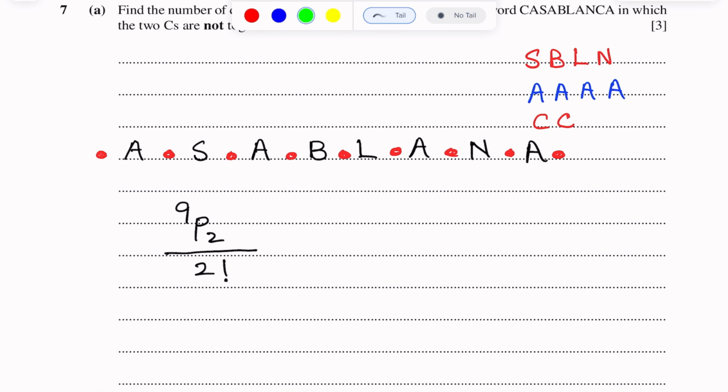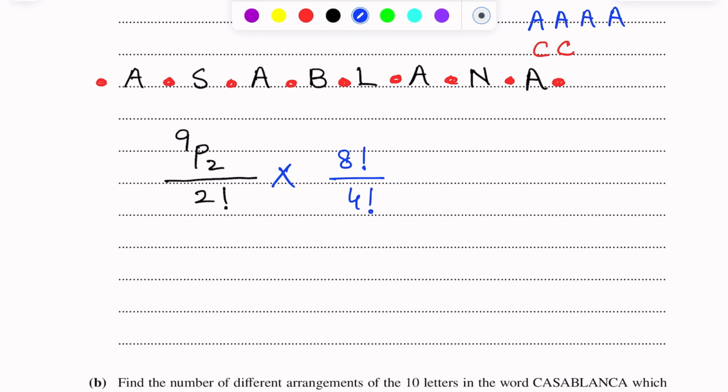Now we arrange these letters A S A B L A N A. Again these A's are repeated. There are four A's, and total are 8 letters. So we are writing here 8 factorial over 4 factorial, because there are 4 A's repeated. This is the answer. Now we use the calculator to find the value, which is 60480. This is the final answer.